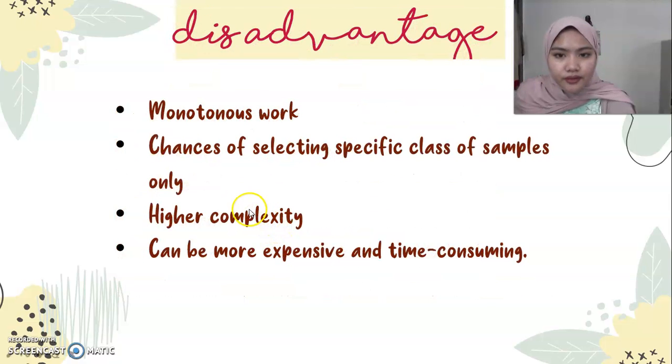But probability sampling also has disadvantages. There is monotonous work, selecting a specific class is only for samples, and it has higher complexity and can be more expensive and time consuming.